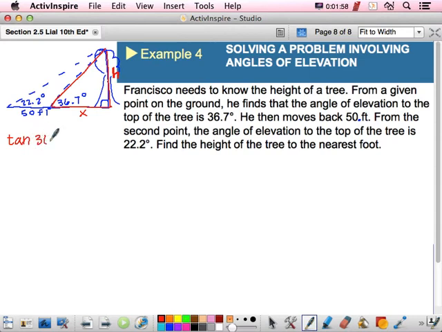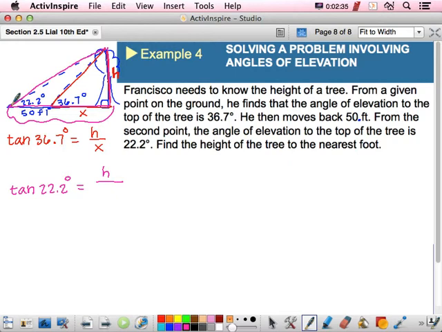The problem is that that has 2 variables in it. So I don't have enough information from that one triangle to solve this. But if I look at the outer triangle, if I look at it as one big triangle, I can write a second tangent equation. And I can see that the tangent of 22.2 degrees has to equal h over this entire side. Well, that entire side is the original x distance plus the 50 that he stepped back. So that's going to be x plus 50.